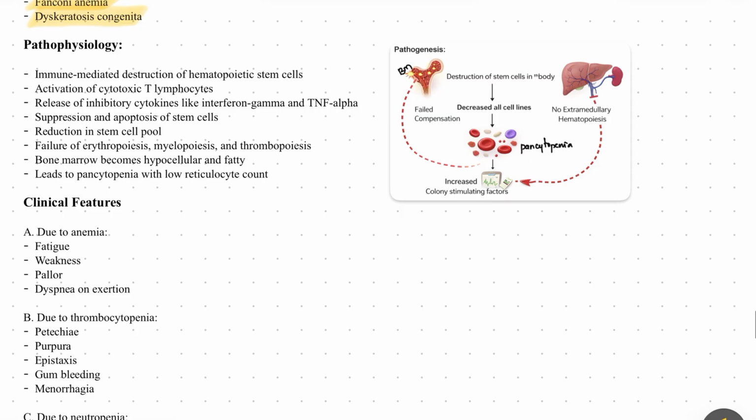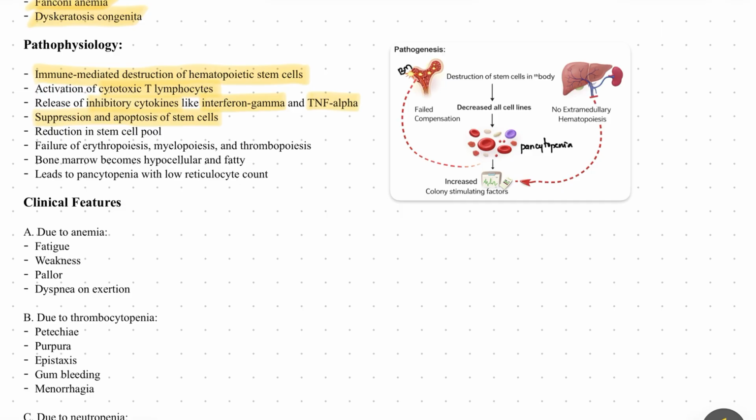Then coming to pathophysiology, an important part. Just focus on what I am reading, then we'll see it in the pictorial data. Pathophysiology: immune-mediated destruction of hematopoietic stem cells, which leads to activation of cytotoxic T lymphocytes, which release inhibitory cytokines like interferon gamma and TNF-alpha, which leads to suppression and apoptosis of stem cells. So at last, what you need to remember is that cytotoxic T lymphocytes release interferon gamma and TNF-alpha, which leads to suppression and apoptosis of stem cells.